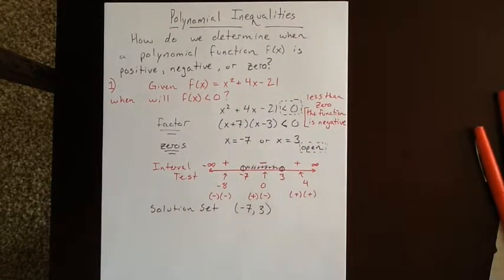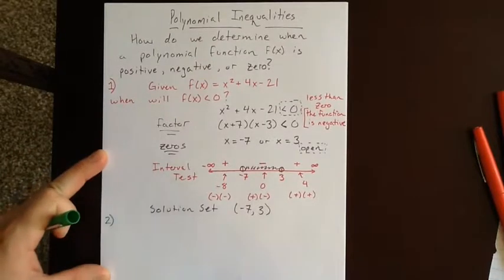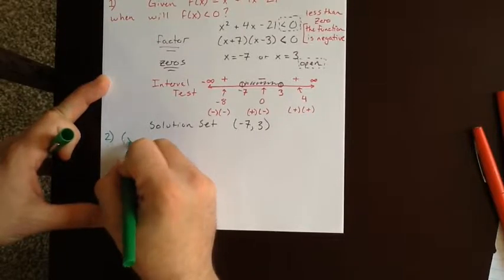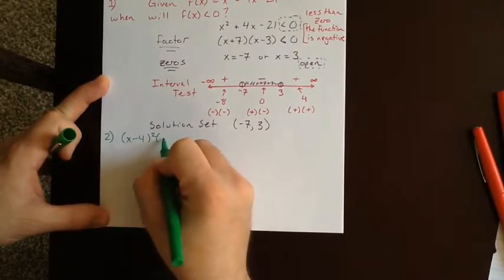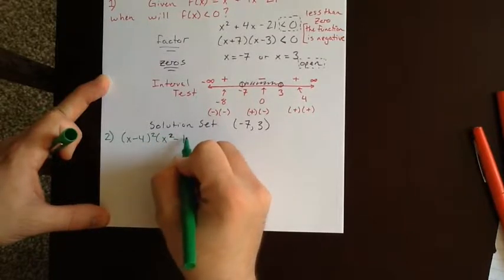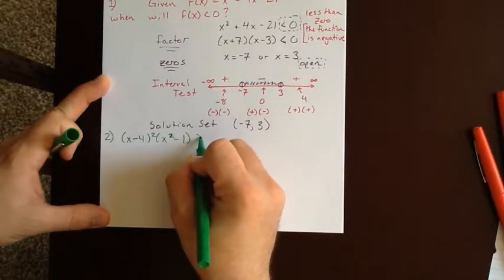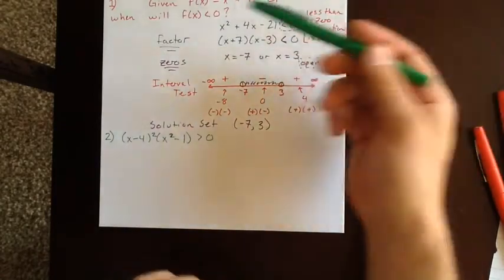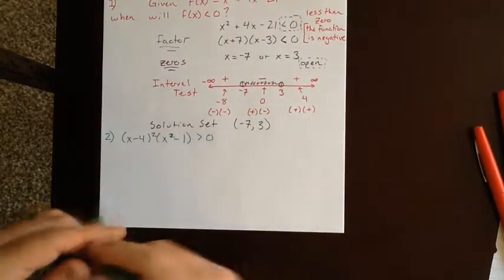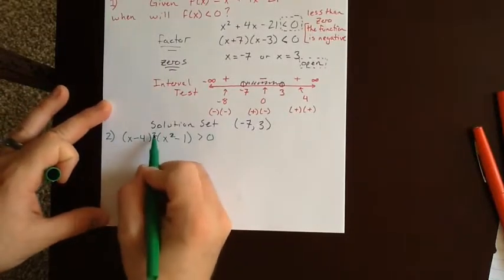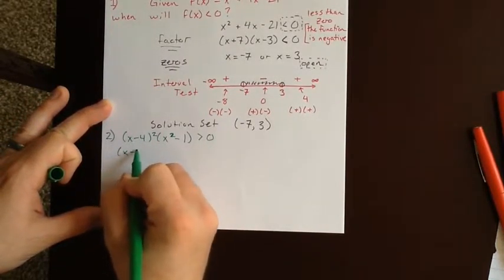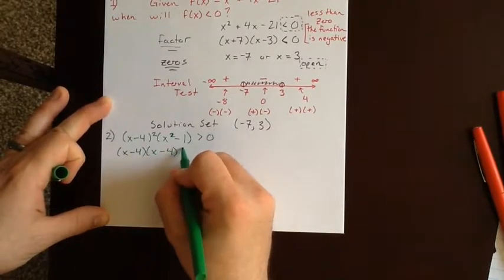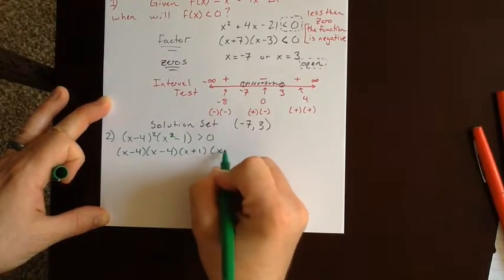So let's try this again. Let's imagine we have this polynomial: x minus 4 quantity squared times x squared minus 1, and we are looking for when this polynomial is greater than 0. It's the same three steps: factors, zeros, interval test. We want to factor this out, so we have essentially two factors, x minus 4 squared and x squared minus 1, which factors to x plus 1 and x minus 1.